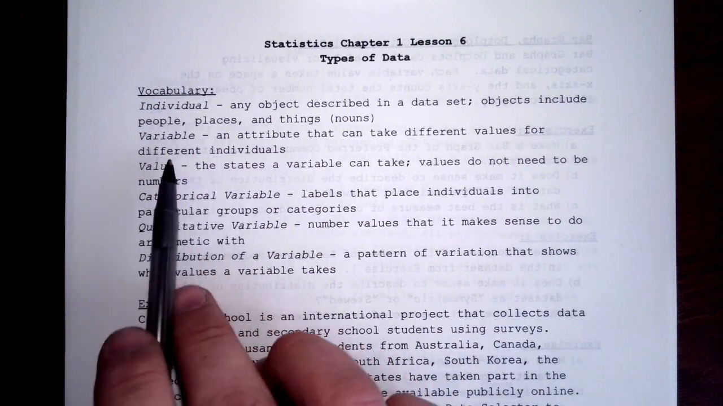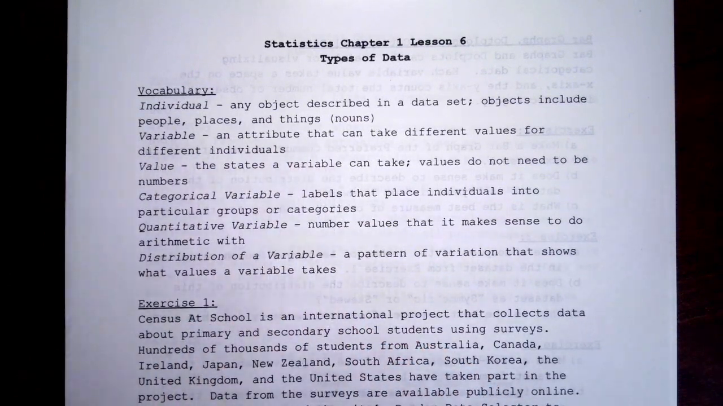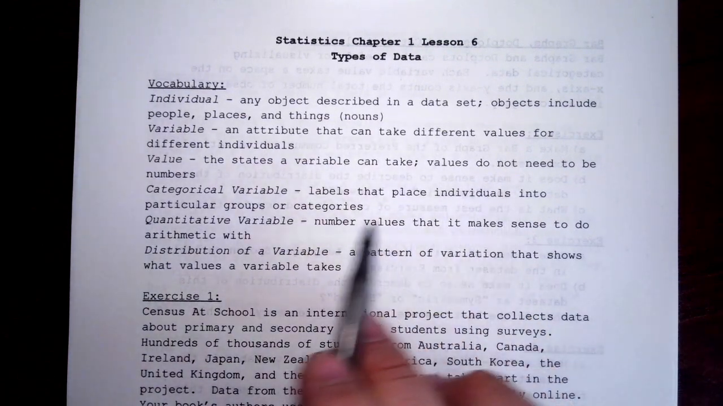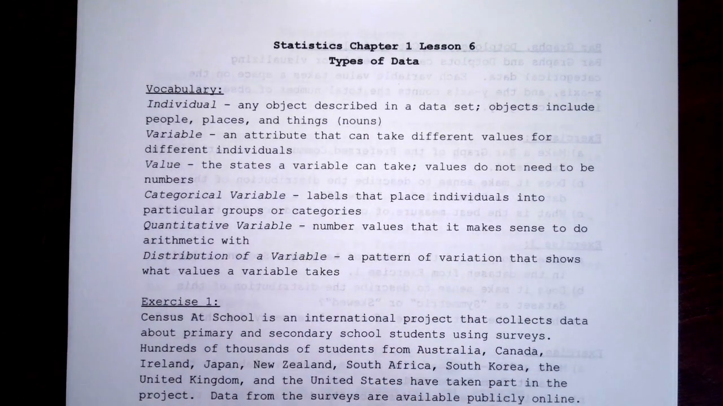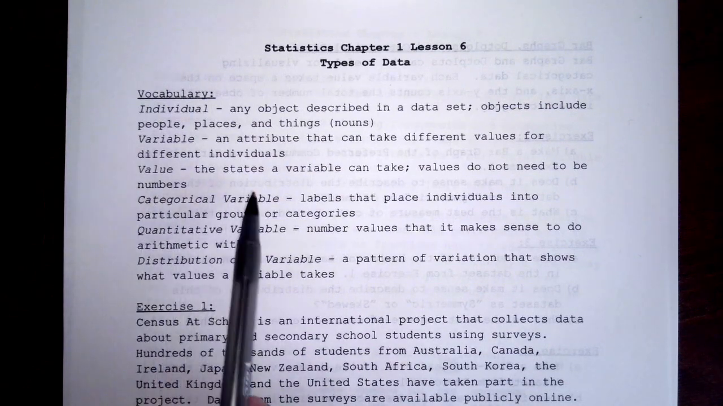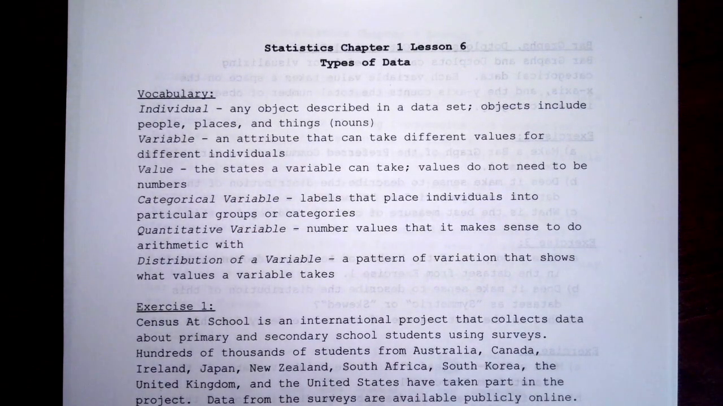A variable, of course, is any attribute, any sort of description or measurement that can take different values for different individuals. So, two people can be different heights. Two books can have different numbers of pages, things like that. They're still books. They still have pages, but one has 300 and one has 600. The values, the 300 and the 600 there, those are the states that a variable can take.